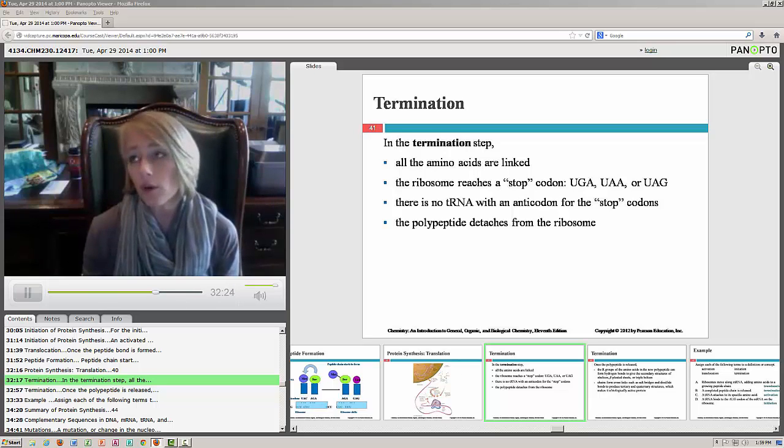The termination step will have a stop codon that codes for that. There's only 3 stop codons within all the combinations of codons, and that's UGA, UAA, or UAG.